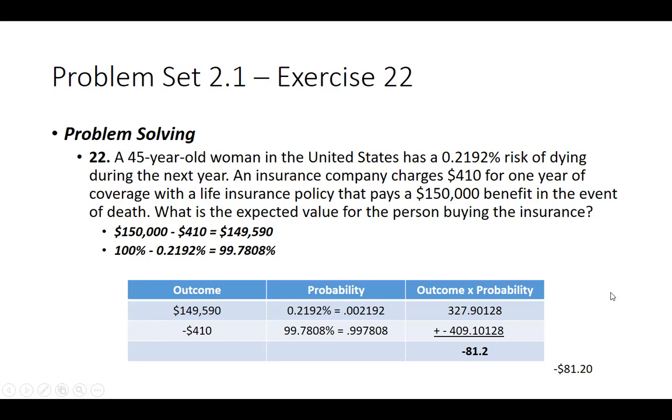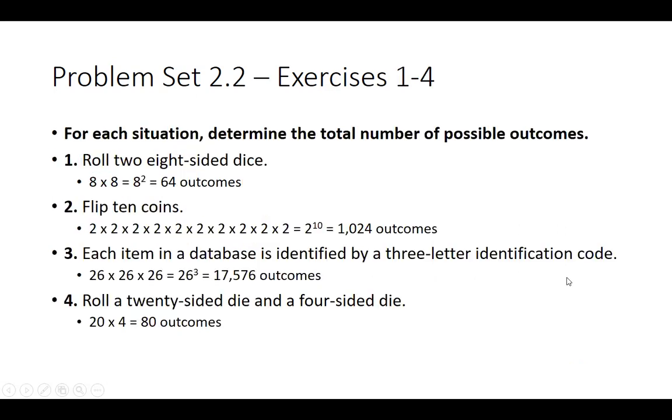So that is the section 2.1 homework. Let's move into the section 2.2 homework. For each situation, we want to determine the total number of possible outcomes. We're going to use that strategy where we have independent events and we multiply all of the possibilities together to get the final number of outcomes.